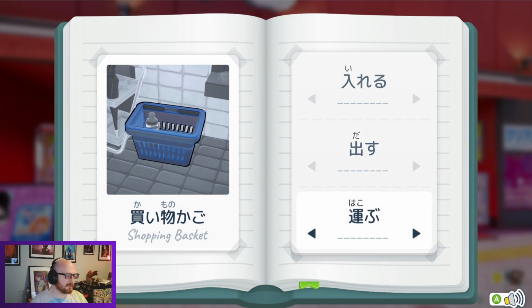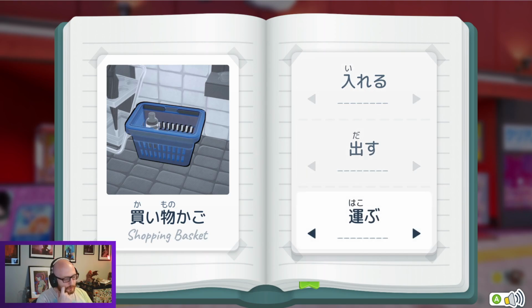We have the ability, all of these are verbs, by the way. We have ireru, so you might notice that ends in eru. Eru or iru, it's probably an ichidan verb. There's very, very few exceptions to that rule, so pretty safe in thinking that. So ireru is in fact an ichidan verb, so we can treat it as such.